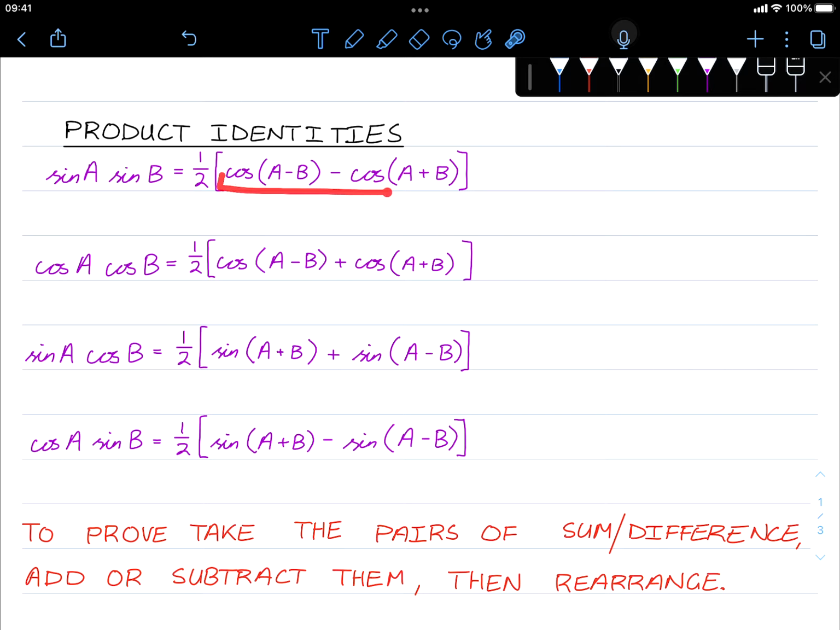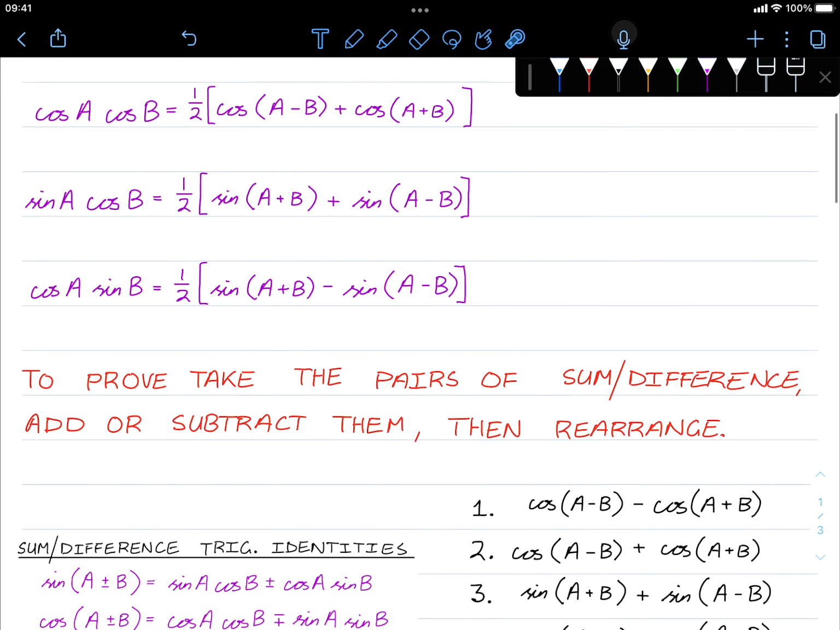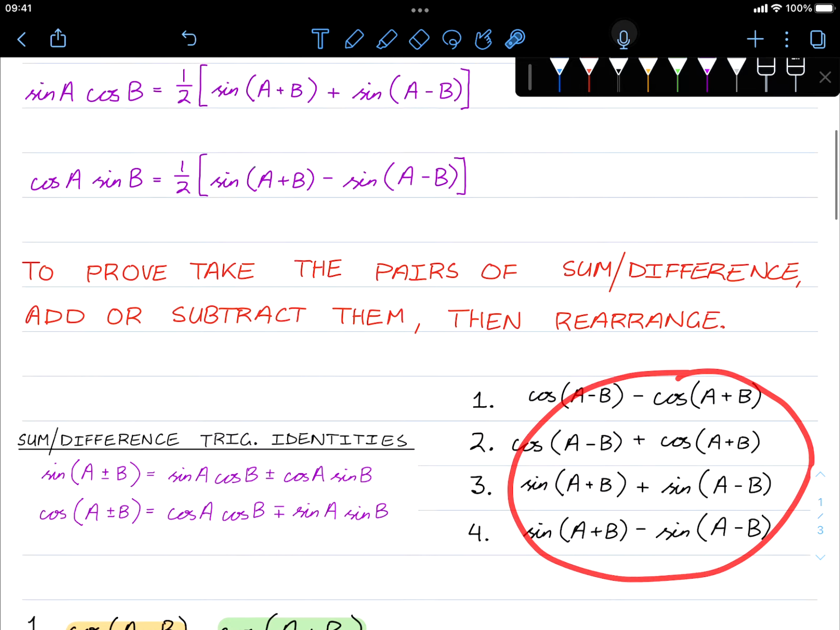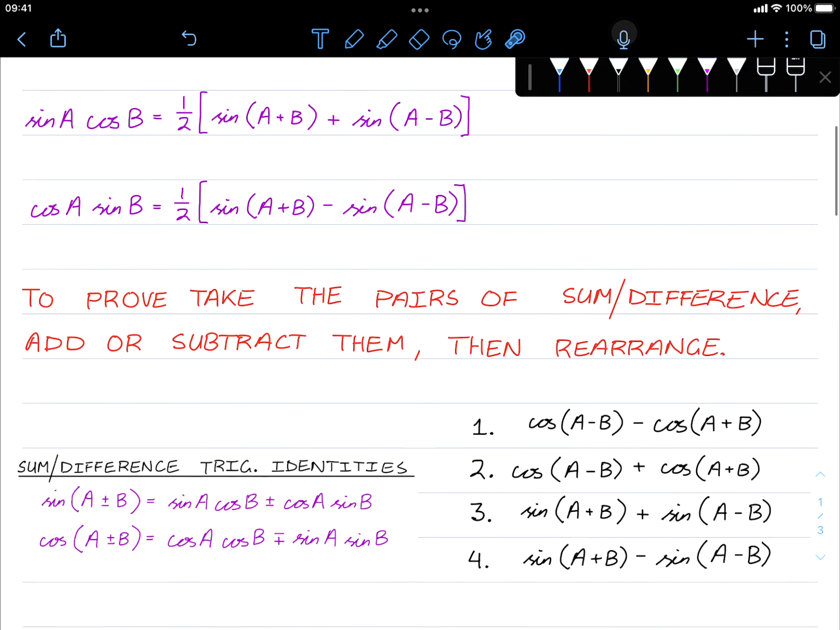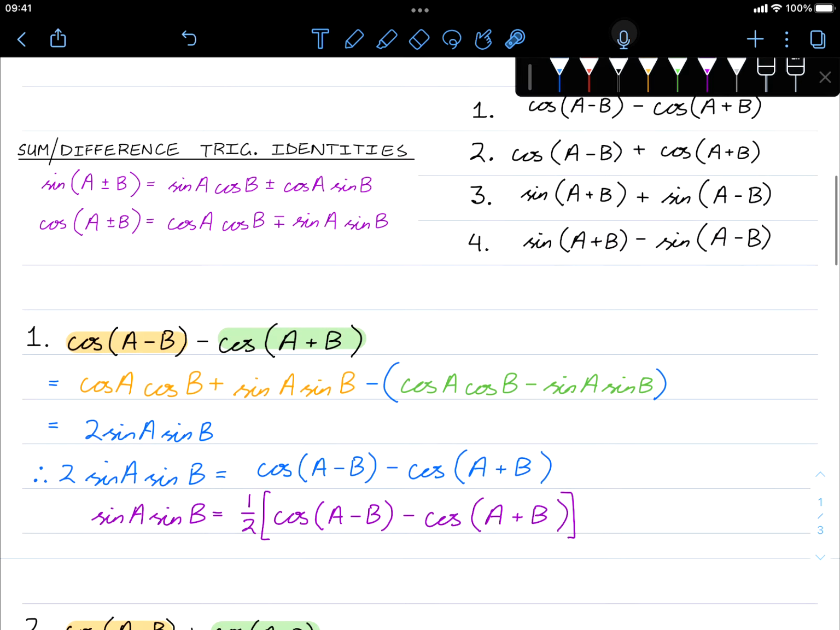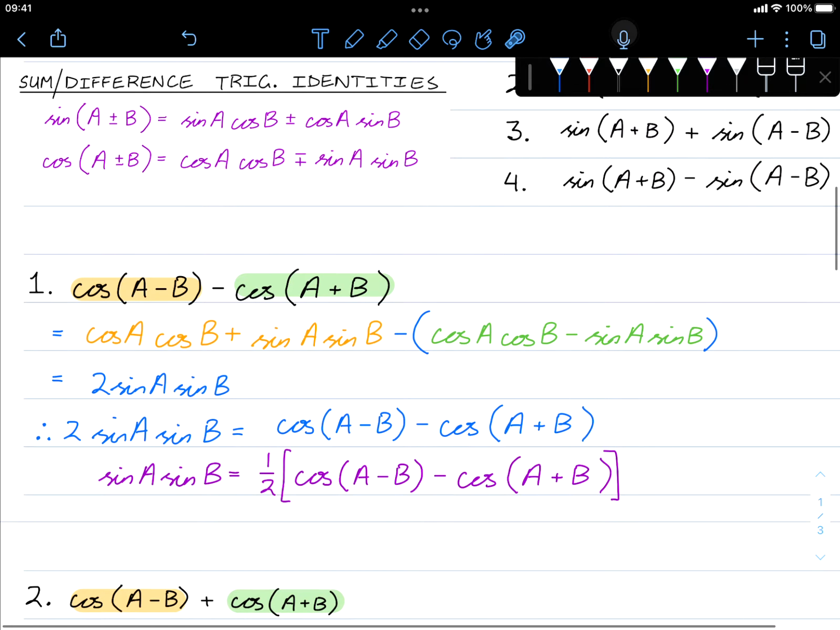So cos of A minus B minus cos of A plus B, we're looking to prove that one first. So these here are just this right hand side here. So let's go ahead and prove one of them, and you'll see how easy it is to prove the rest. So let's take a look at the first one.